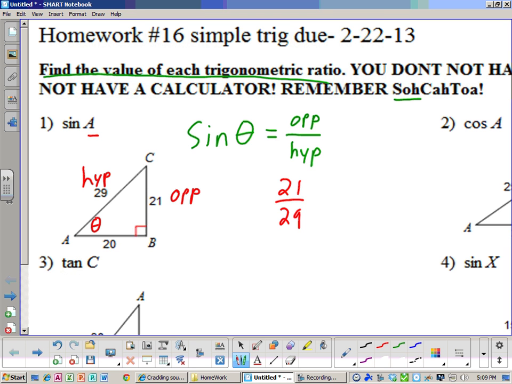And honestly, I think that's already reduced. You're good. But even if that was reducible, you don't have to worry about reducing since you don't have a calculator, so don't sweat it, and that's good. So no problem. That's number one. Let's go on to number three.